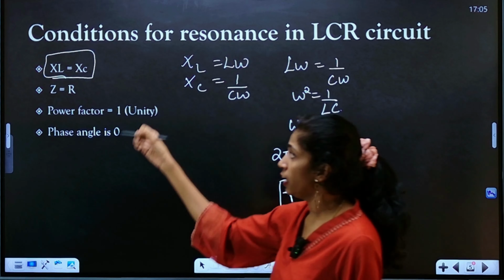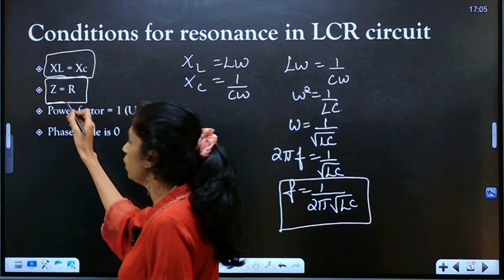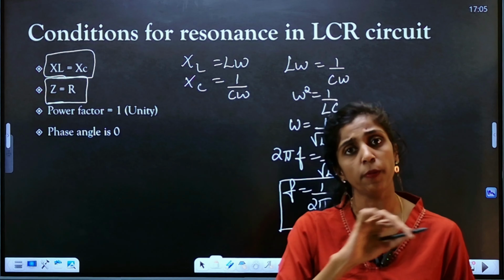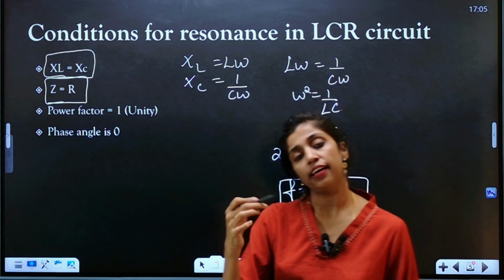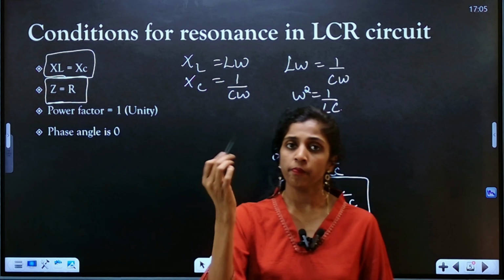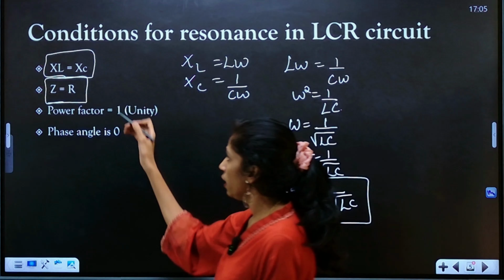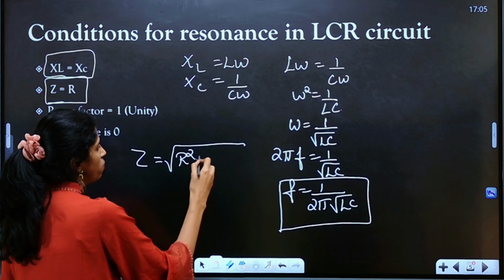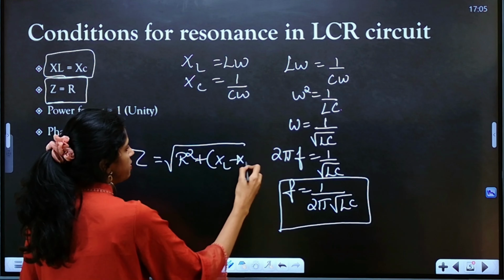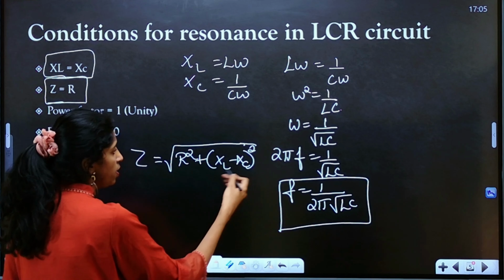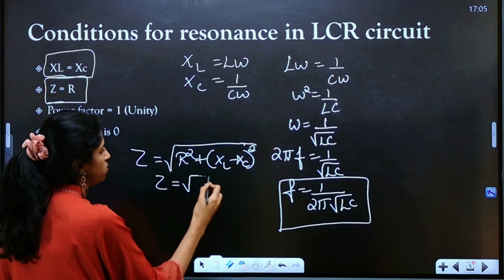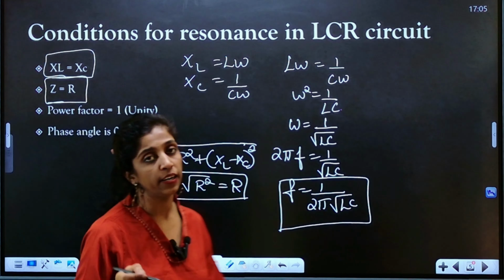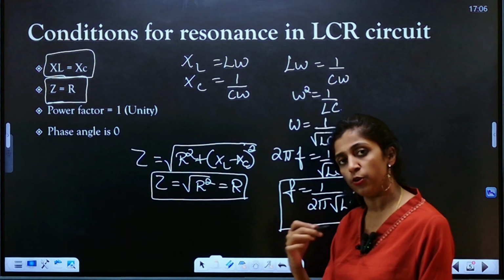In case they both are equal, then what happens? The impedance will be equal to resistance. I hope you know the meaning of impedance. Impedance is the resistance offered by the complete LCR circuit, and R is the resistance offered by just a resistive circuit. Why are they equal? We have the impedance formula: Z equals root of R square plus XL minus XC the whole square. In case they both are equal, you get Z equals root of R square, which is nothing but R. So this is one more condition for resonance. This might help you for your numericals also.